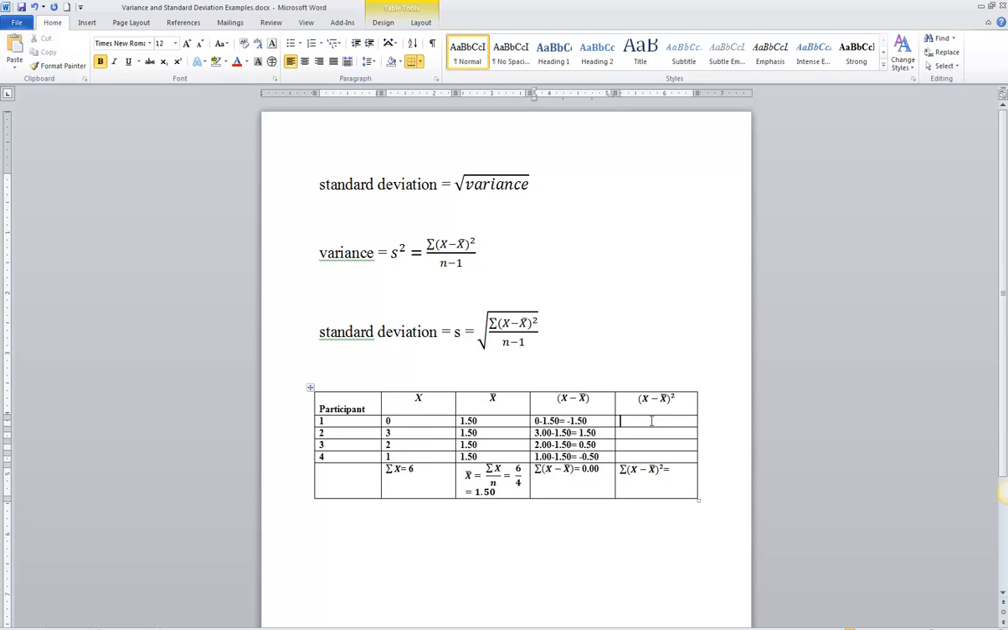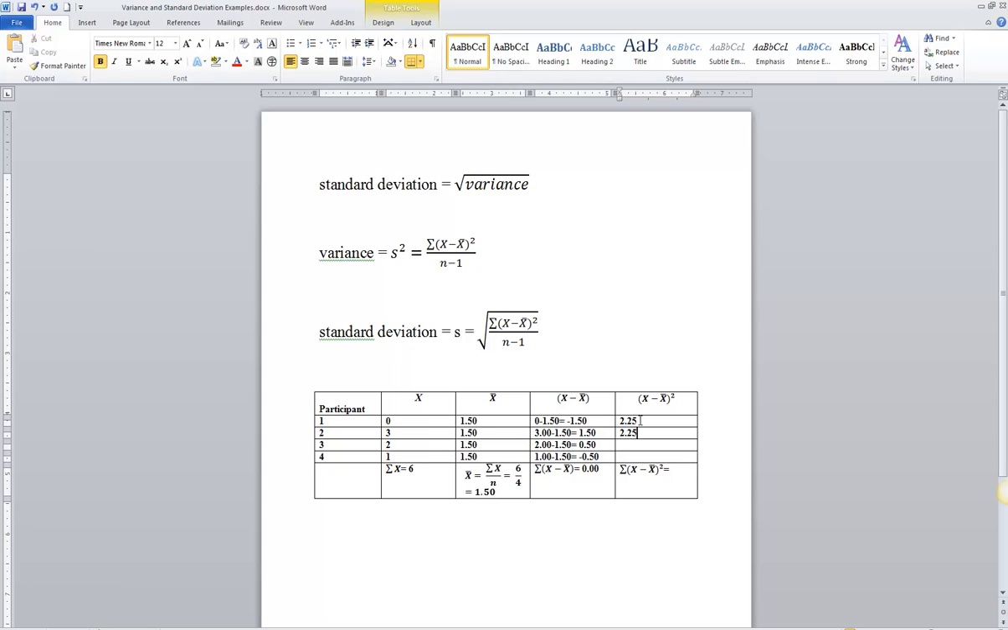So that's why we have to go into this column now, and we have to square each of the deviation scores. Okay, so we're going to find that. So to square negative 1.50, you're going to have to take negative 1.50 times negative 1.50, and what you're going to find there is 2.25. Again, you're going to then find the square of the deviation score, so you're going to take 1.50 times 1.50, and you're going to get 2.25.